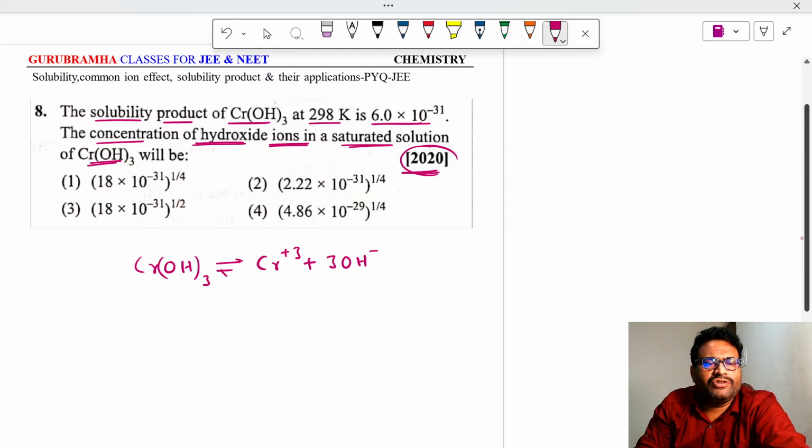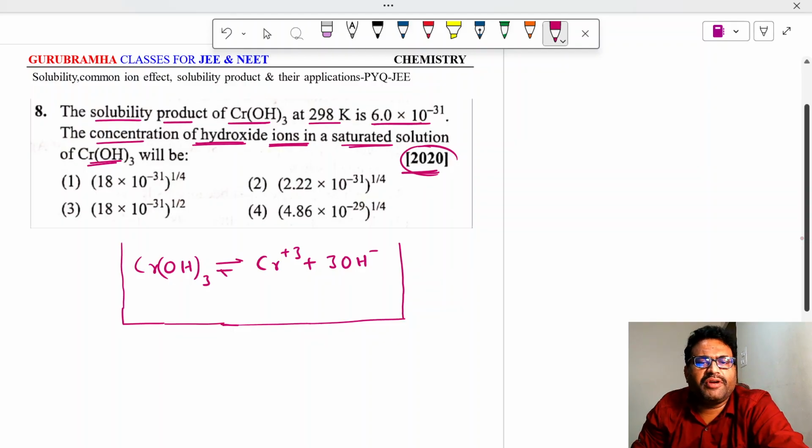Okay, so he did not ask in any other solution. He asked simply only chromium hydroxide. That means it has been dissolved in pure water, and this dissociation is in pure water. Okay, if the solubility of chromium hydroxide is S moles per liter, what will be the chromium ion concentration? S mole per liter, and the hydroxide concentration will be 3S mole per liter.